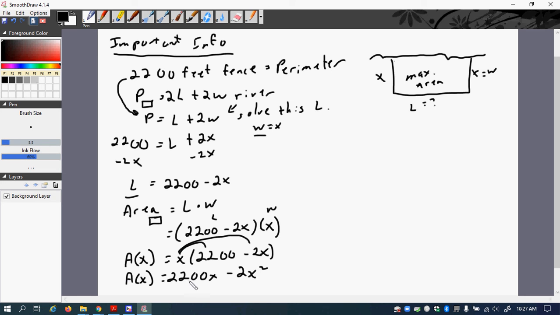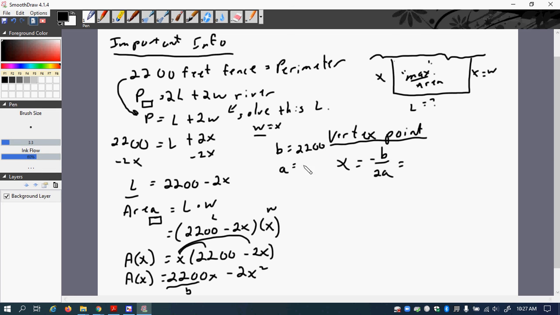So they want me to maximize it, so that word maximize is telling me vertex point. So I need to find the vertex point, or at least the x value, because that's going to be my width. So I just need to find the x. So x is equal to negative b over 2a. The b in this equation is actually the 2,200. And the a is the negative 2. So I have negative 2,200 over 2 times the negative 2.